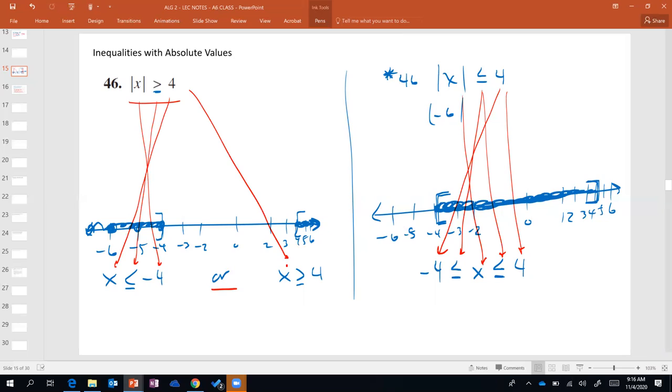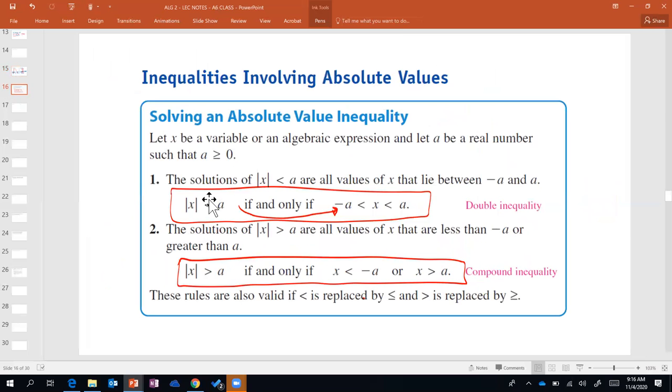Let's jam. So let's start working with inequalities with absolute values. The only thing you have to remember, memorize it, whatever you need to do: if you have a less than symbol or a less than or equal to, you're going to use this rule. If you have a greater than or greater than or equal to symbol, you're going to use this rule.